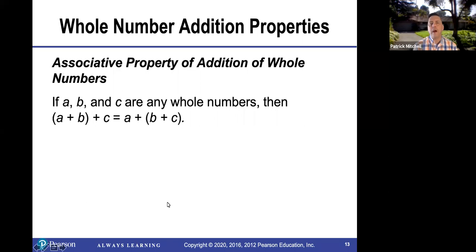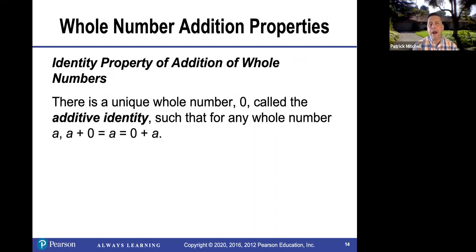The associative property of addition of whole numbers says that if A, B, and C are any whole numbers, then the sum of A plus B and C is the same as the sum of A and B plus C. And we're going to be making use of this later, all right? So that is also a useful property.